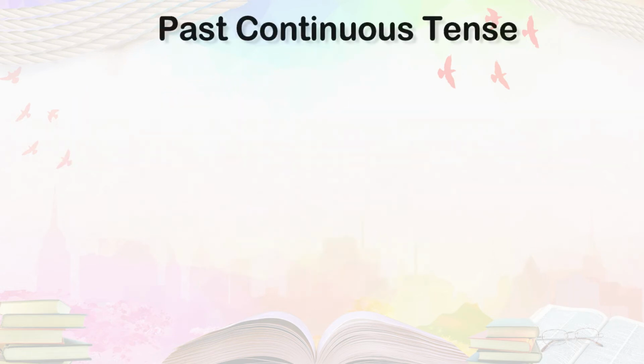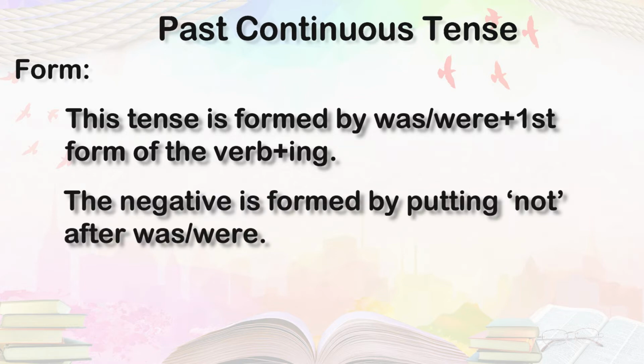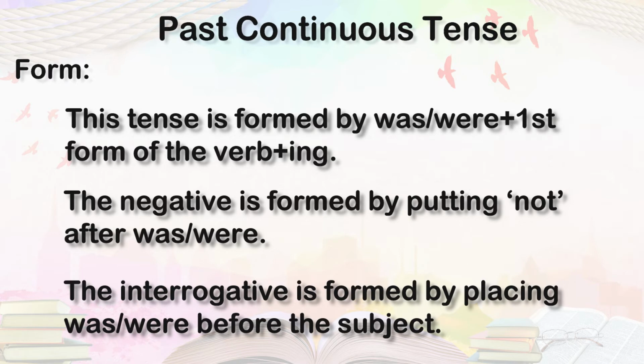Now, let's move to past continuous tense. This tense is formed by was, were plus first form of the verb plus ing. The negative is formed by putting not after was, were. The interrogative is formed by placing was, were before the subject.